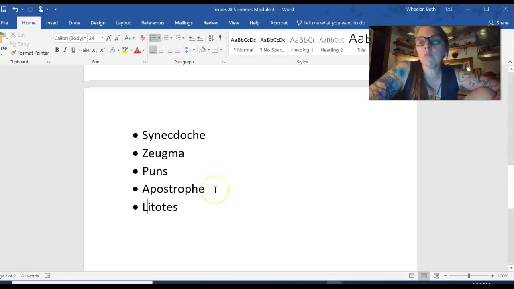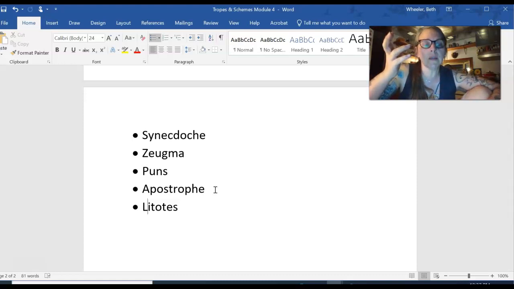Apostrophe. It's not what you're thinking, where you would put an apostrophe S at the end of a noun to show possession of something, like Beth's glass of water that I have right here, right? Beth's with an apostrophe S. No, apostrophe in this case as a trope means that you're referring to someone who is not present.